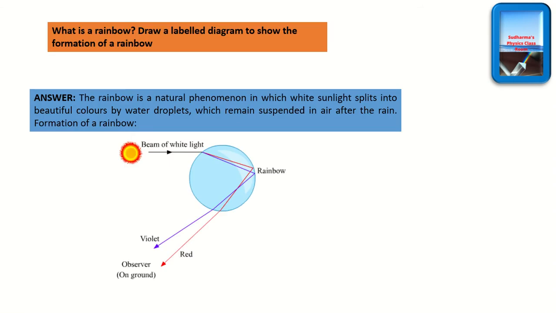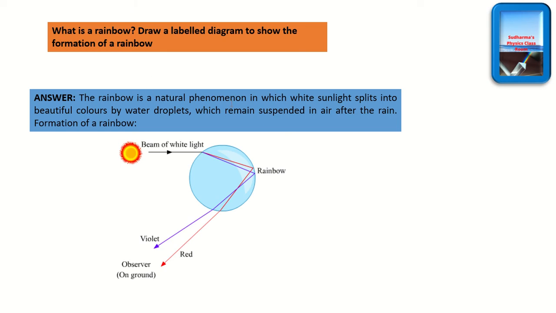What is a rainbow? Draw a labelled diagram to show the formation of a rainbow. So rainbow is a natural spectrum, right? When white light enters the water droplets in the atmosphere, it splits. So these small water droplets act like a prism, and the 7 colors of the white light split, and then we get to see the rainbow.